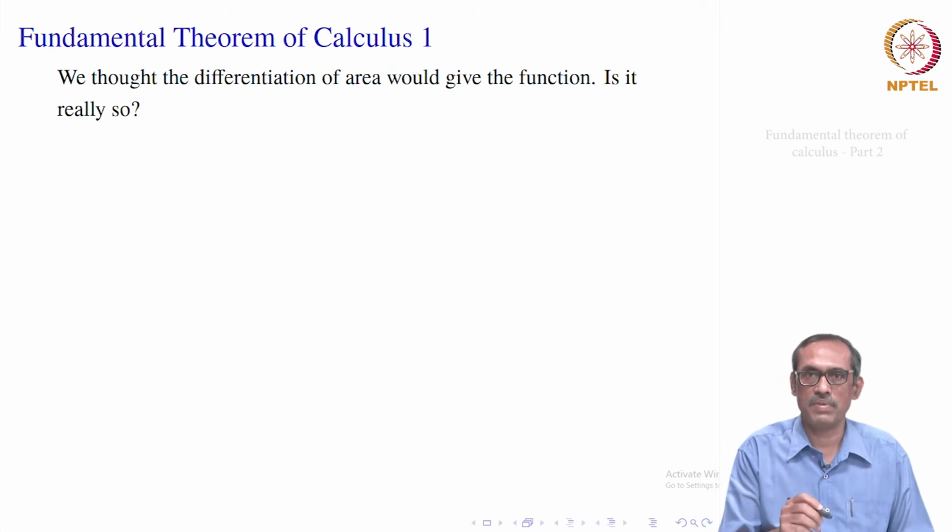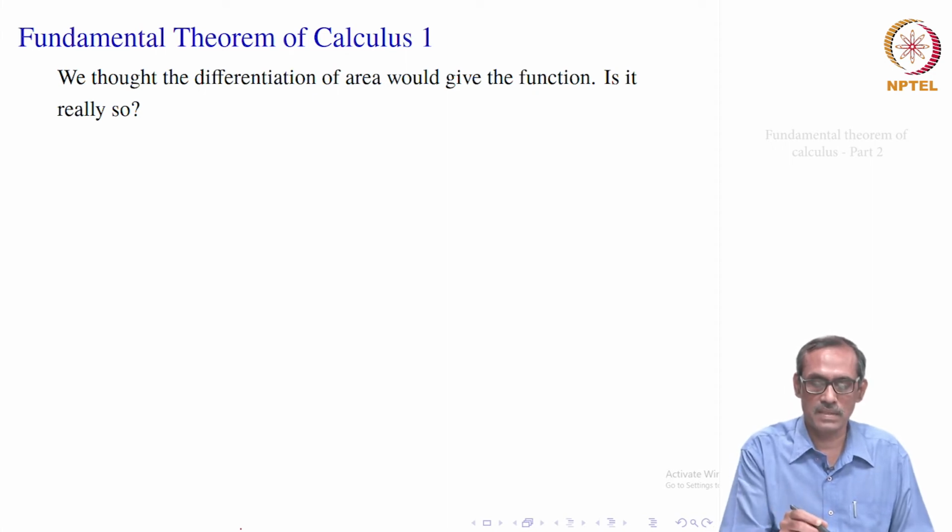That area has been defined as that particular area below this curve and bounded by that curve, the x axis, and two lines x equal to a and x equal to b. So, we thought that the differentiation of the area would give us the function. This is what we thought, that is why we introduced it this way. Now, time has come to show that it is really working that way.